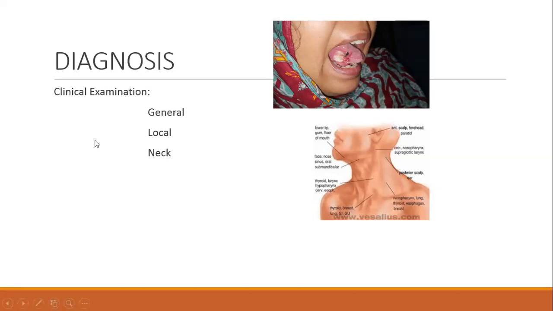And obviously, you do a general examination to assess the general status or health of the patient, because if you're planning major surgery, you should know various comorbidities, like the patient is suffering from ischemic heart disease or hypertension or diabetes or any other medical problems, any COPD.